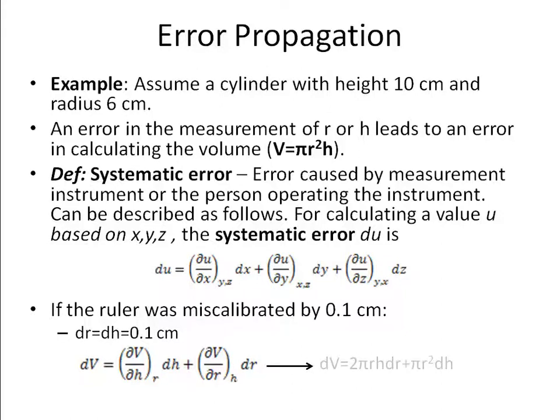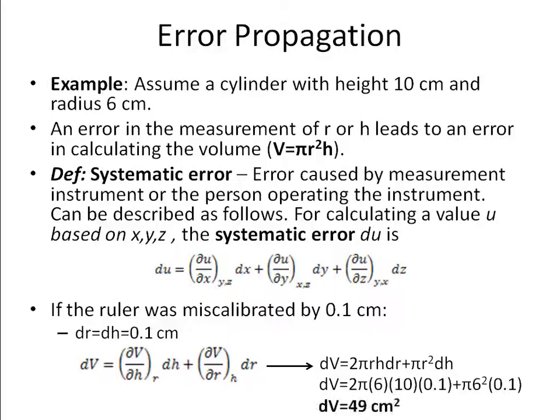So when you first do the partial derivatives, dV becomes 2 pi r h dr plus pi r squared times dh. And when you plug in the numbers, you get that the systematic error associated with this particular volume calculation is 49 centimeters cubed. Sorry, that should be cubed.